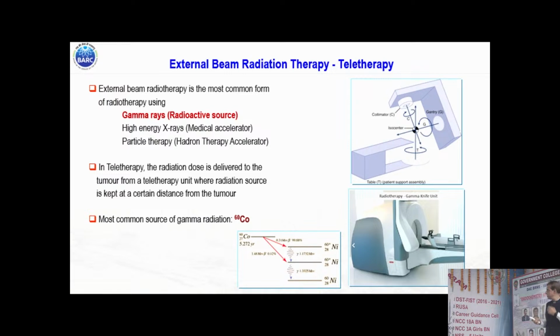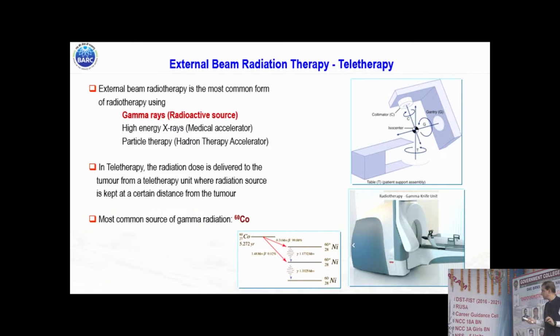Teletherapy is basically external beam radiotherapy. You take a powerful gamma ray or high energy X-ray from a medical accelerator, or particle therapy like proton therapy, which has recently been started in our ACTREC center in Mumbai and is also available at Apollo Chennai. I think there are only 2 centers that do proton therapy at this moment. Radiation comes out from here and the patient is lying here. With this targeted beam, the patient's tumor is irradiated.